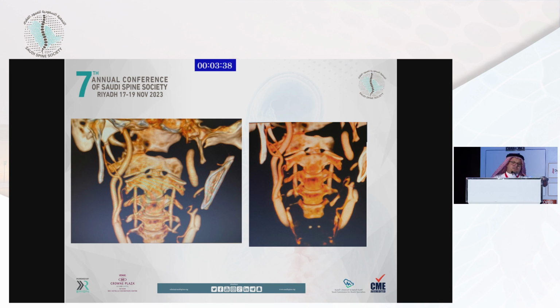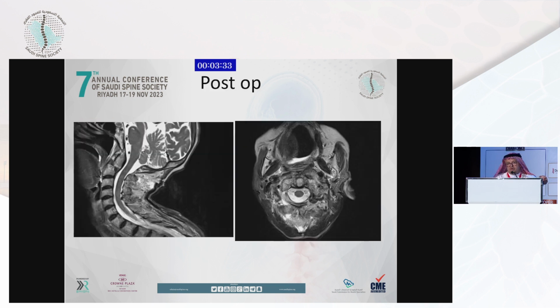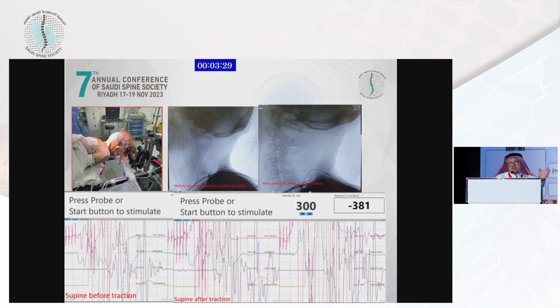Then she was a high-risk patient with cardiac issues. We had to reduce it intra-op. We took the patient. This is the MRI. So again, we did positioning and neuromonitoring pre and post, and this is after reduction intra-op, and this is pre-reduction.